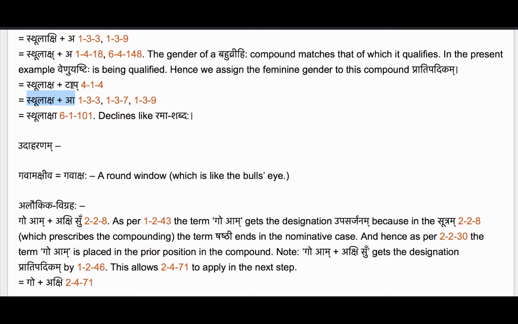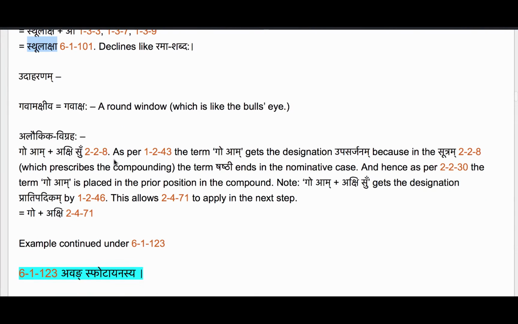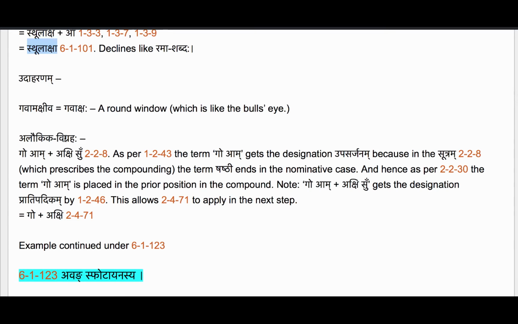The ending letter pa of the affix taap gets the it sanya by 1.3.3 halantyam. Beginning letter ta gets the it sanya by chutu 1.3.7. Both take lopaha by 1.3.9 tasya lopaha. So now we have sthulaksha plus a. And finally we apply akasavarna dirgha to get sthulaksha. Decline like rama shabdaha.